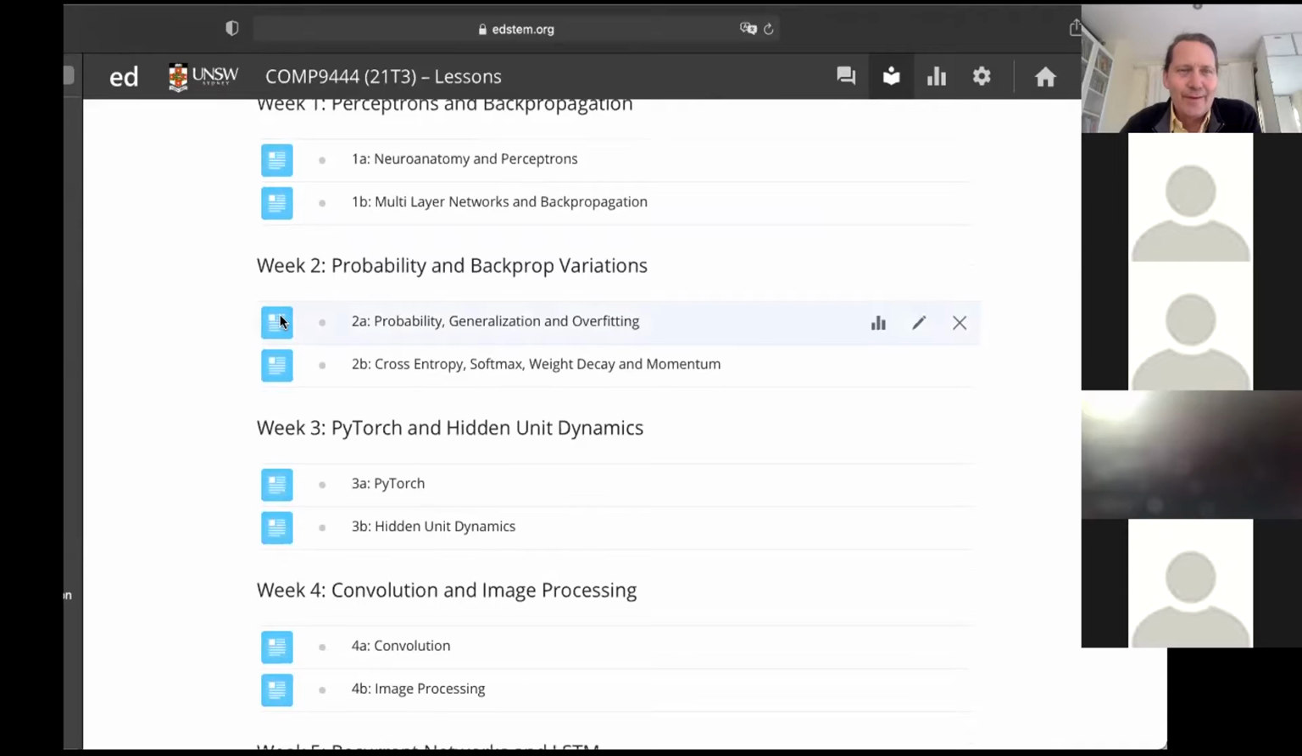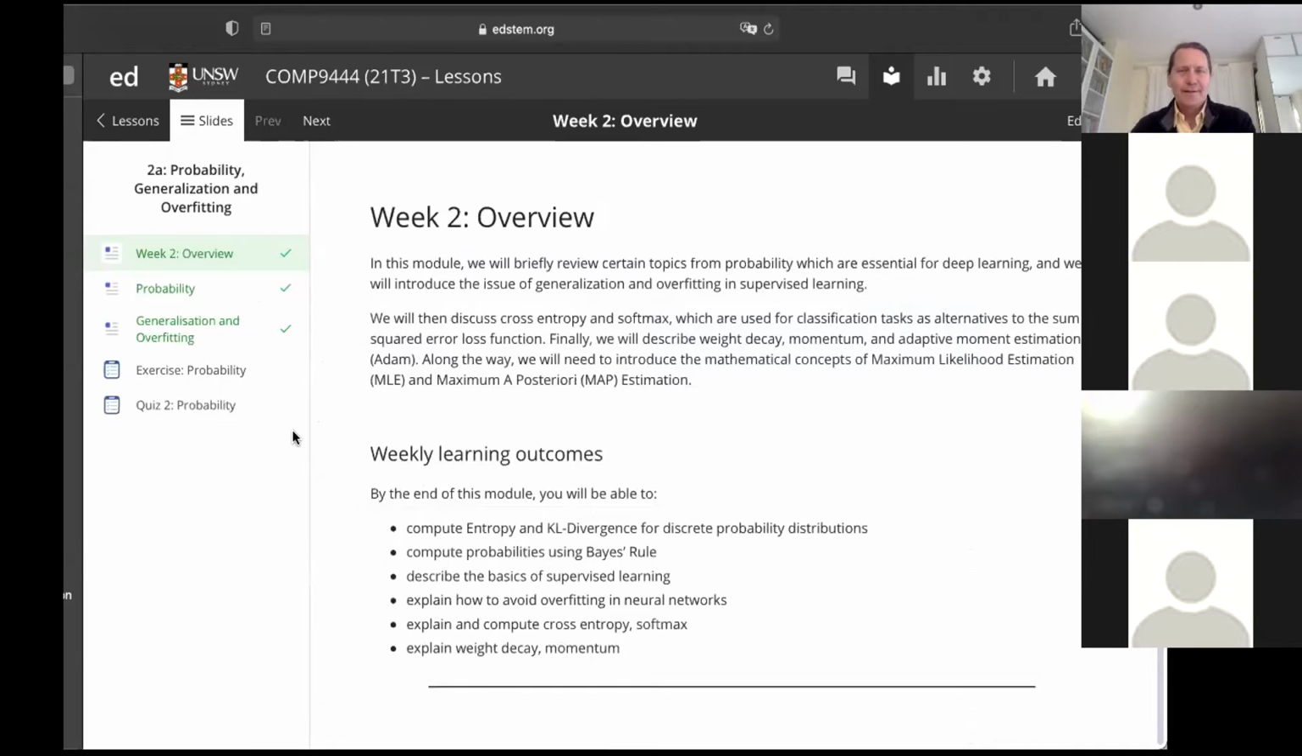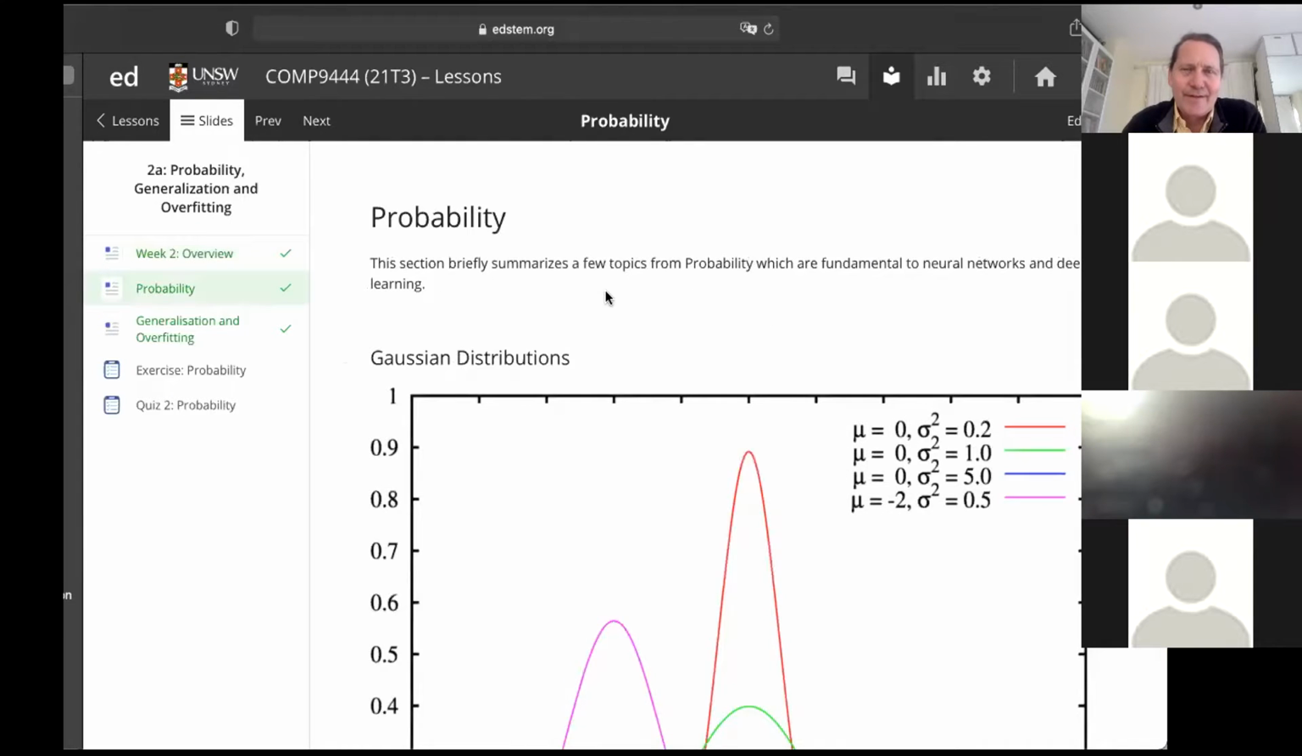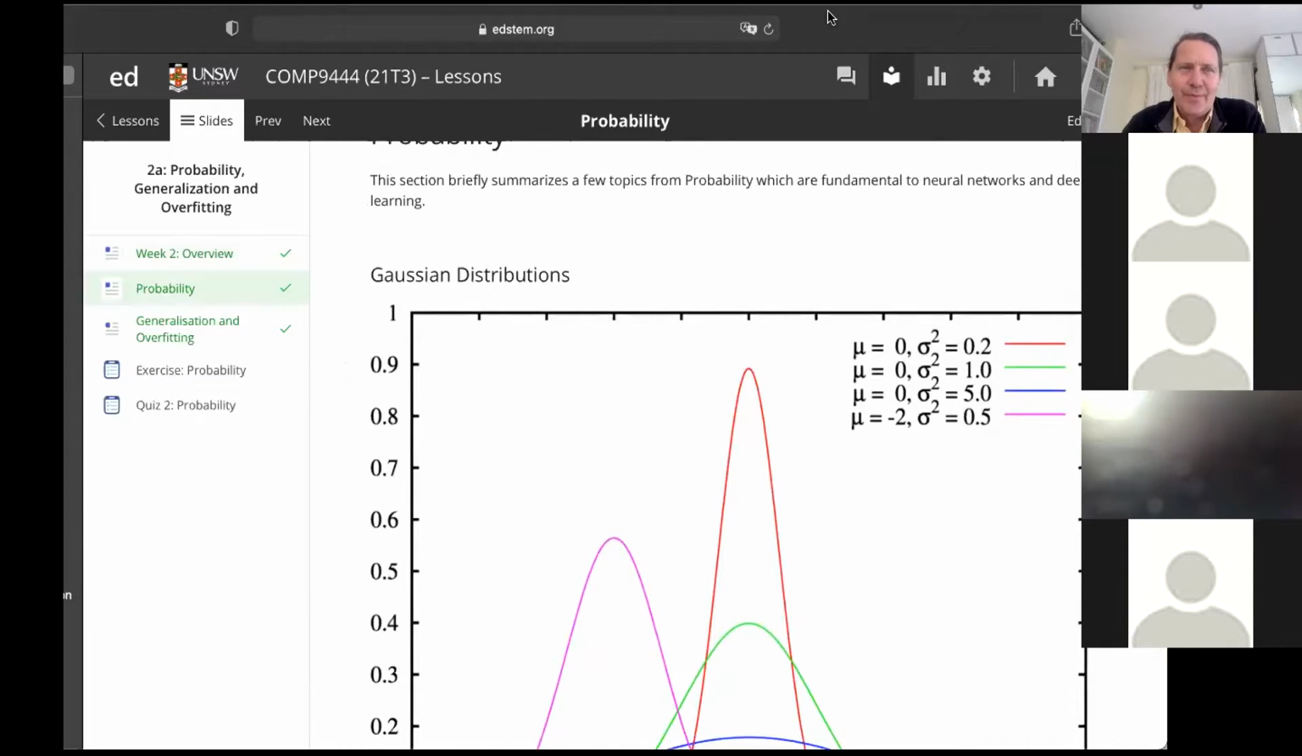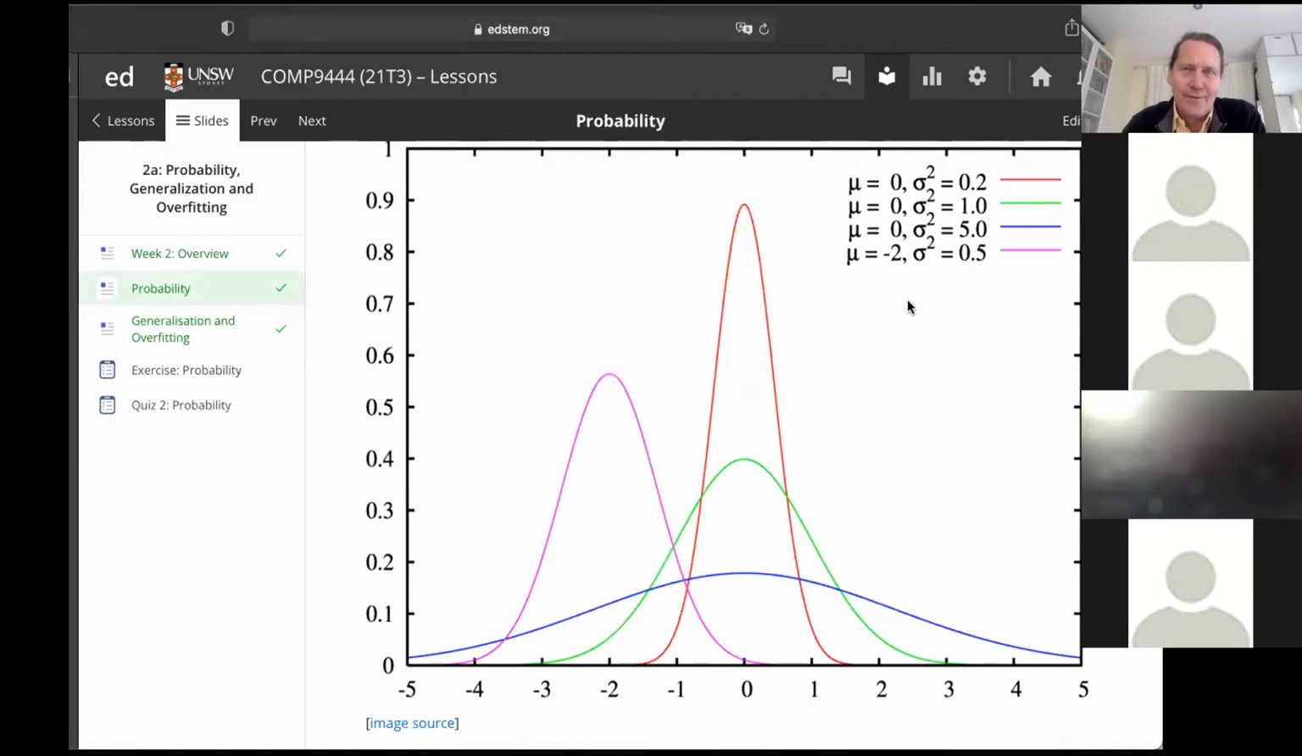Okay, so the topic for today is probability. As I mentioned, we've tried to put the probability material that's needed for the course in this module here.